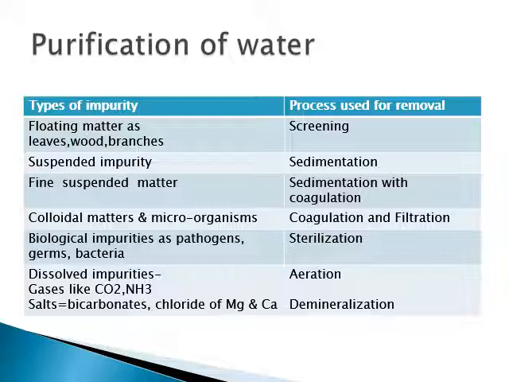Biological impurities like pathogens, germs, and bacteria are removed by the sterilization process. Dissolved impurities like gases, carbon dioxide, and ammonia are added in water due to pollution. These gases, and salts like bicarbonates and chlorides of magnesium and calcium, are removed by aeration and demineralization.